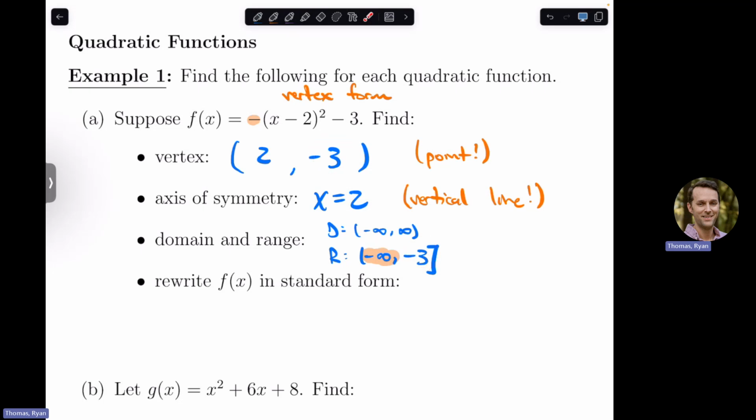So does this have a maximum or a minimum value? Maximum. There it is, negative 3. So if I use this function to model something, it goes no higher than negative 3. That would be the maximum value.